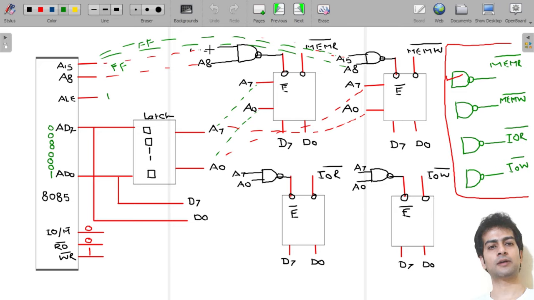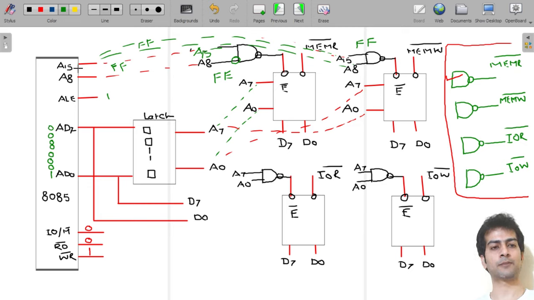Suppose I talk about the higher order address line. Here I told you that its address is FF, and here also its address is FF. Fine. Now I will delete it. Suppose I put an inverter here. So what will be its address? Its address will become FE, and this one will remain FF.